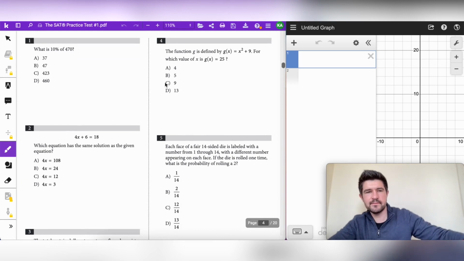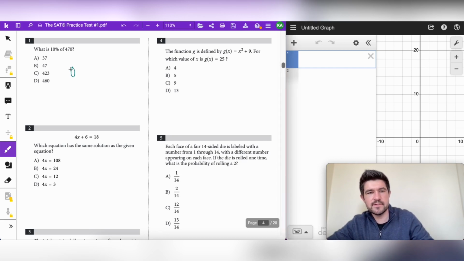First one, we want to figure out 10% of 470, and all we have to do there is change 10% to a decimal, so 0.1 times 470, and if we do that on a calculator, we're going to get 47. That was easy. That's our first answer.